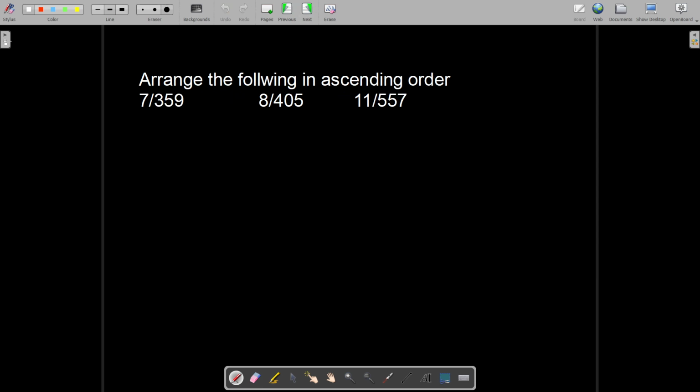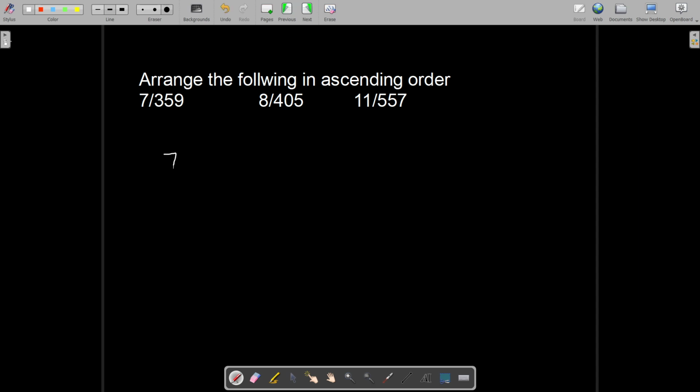Now this is another topic. Arrange the following in ascending order. This is not about finding patterns. This is some other way. Now here you have three fractions: 7 by 359, 8 by 405, 11 by 557. If you try to find a pattern here, I don't know about any patterns here. Here the way to do it is just division, pure division, no easy way.